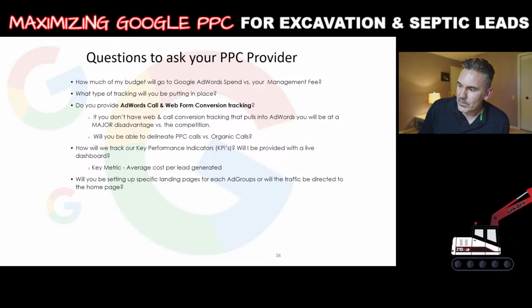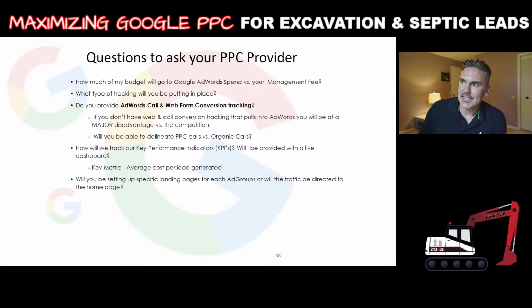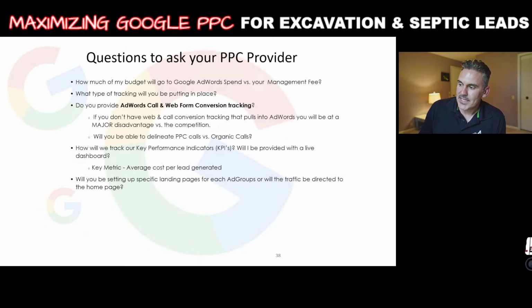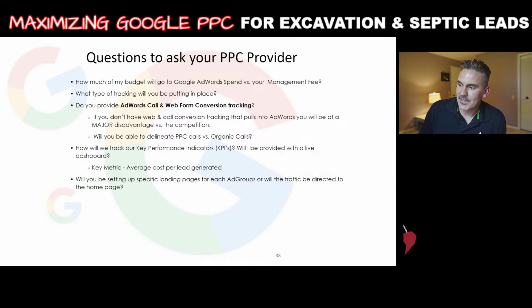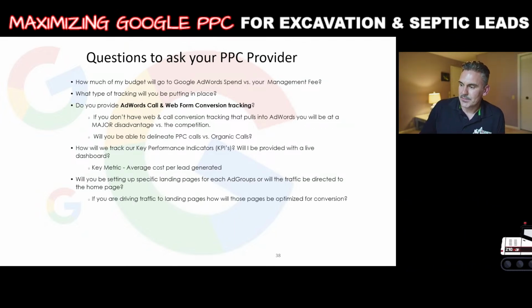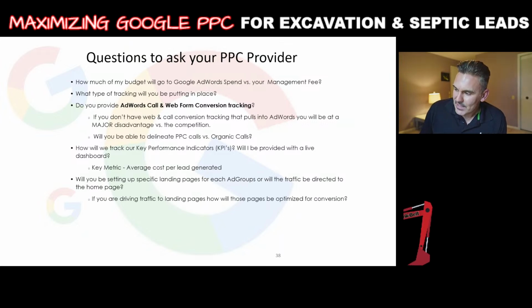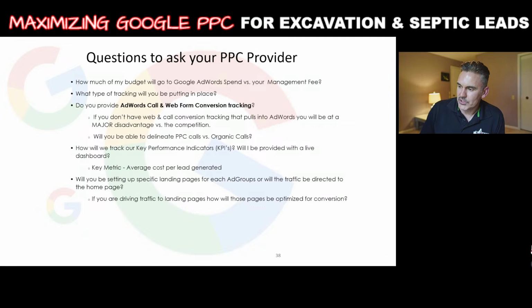And then will you be setting up landing pages for each ad group, or will traffic be directed to the home page? One of the mistakes we see is that some pay-per-click providers will just drive all traffic to the website homepage that you have. And that's a mistake. That doesn't get best results. So if you're driving traffic to landing pages, how will those pages be optimized for conversion?